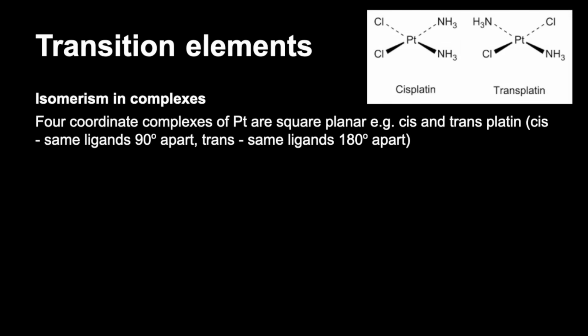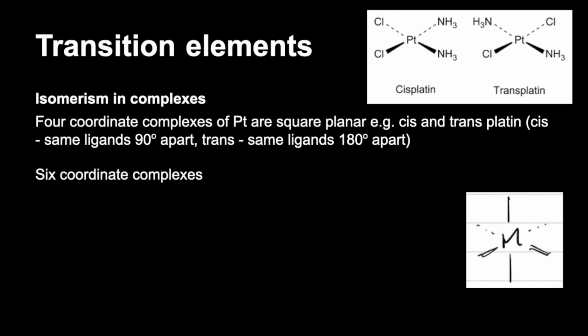So moving on to isomerism in transition element complexes. We'll start with 4 coordinate complexes. These are the ones of platinum. Just got to remember that they are square planar. So we've got cis and trans platin. You can see here that in the cis version, the identical ligands are 90 degrees apart, whereas in the trans version, they are 180 degrees apart.